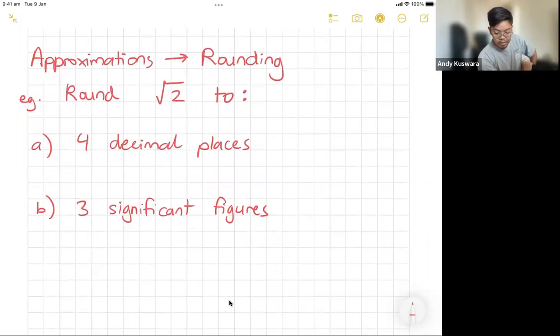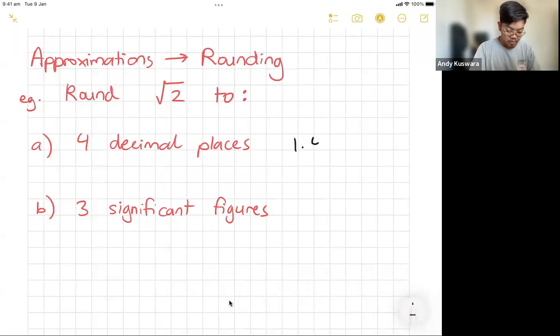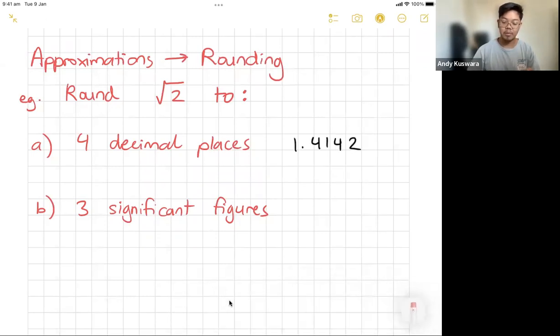Okay. Now, if we're talking about approximations and rounding, I'm going to talk about the different ways to round. So the first way is you've got decimal places. The second way you've got is significant figures. So if you put it into your calculator, the square root of 2 gives you 1.4142 to 4 decimal places. And I see the next number is 1, so I'm not going to round up to 43. I'm just going to keep it at 42, 4 decimal places.